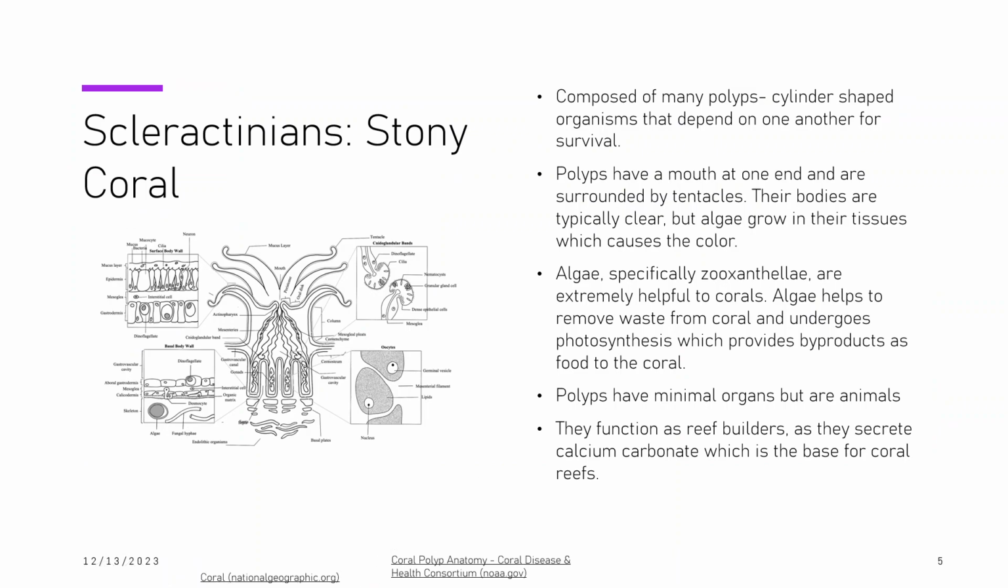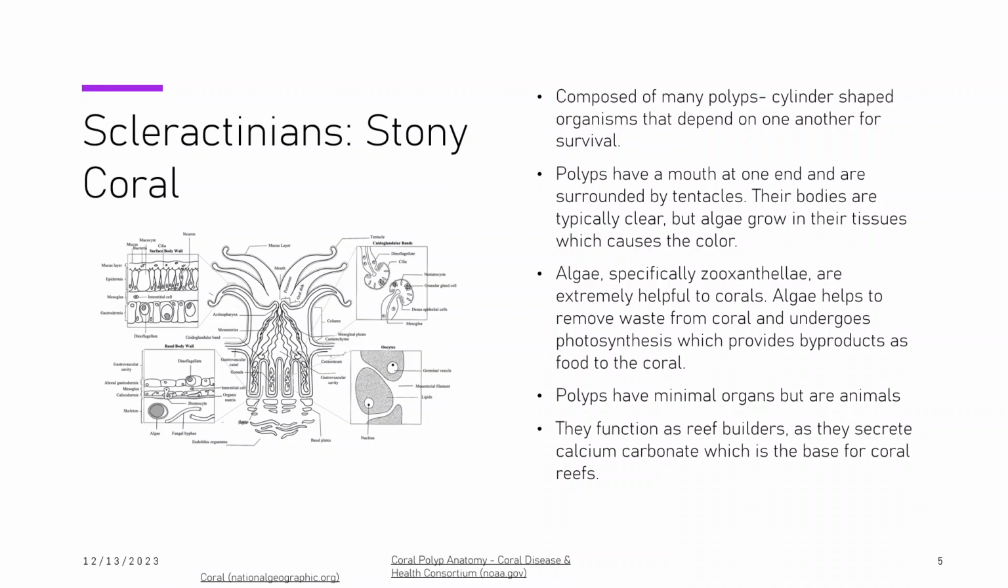Scleractinians, also known as stony coral. They are composed of many polyps, which are cylinder-shaped organisms that depend on one another for survival. Polyps have a mouth at one end and are surrounded by tentacles. Their bodies are typically clear, but algae grow in their tissues, which causes their color.